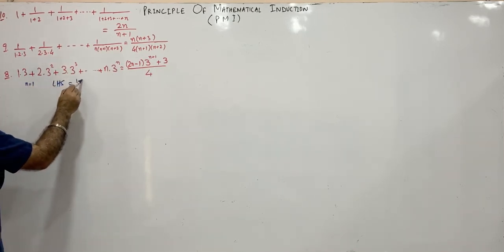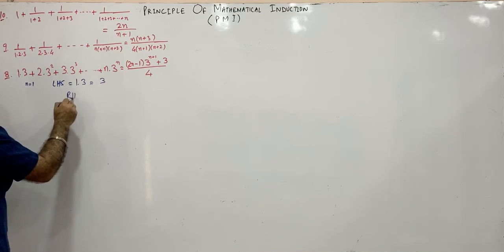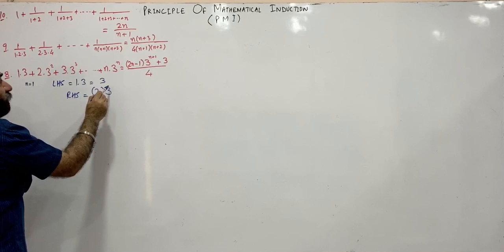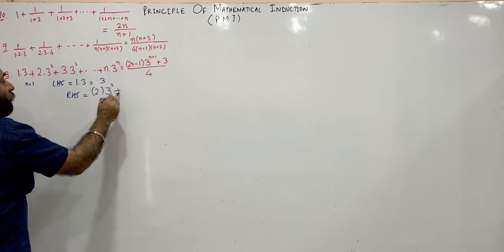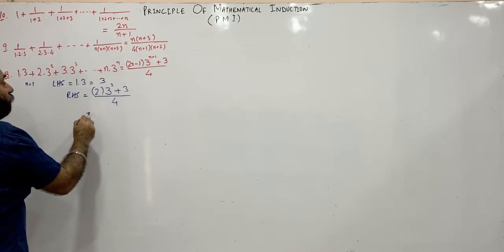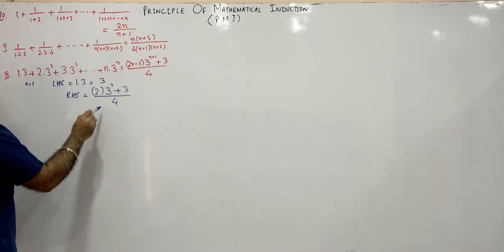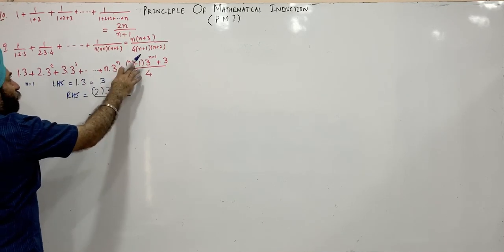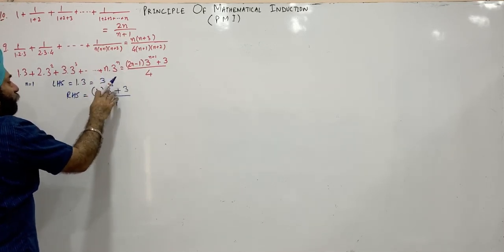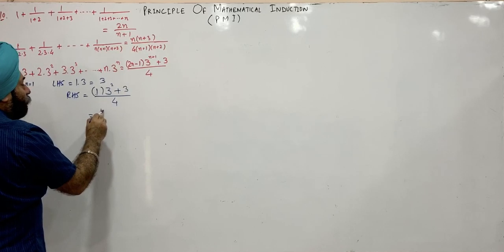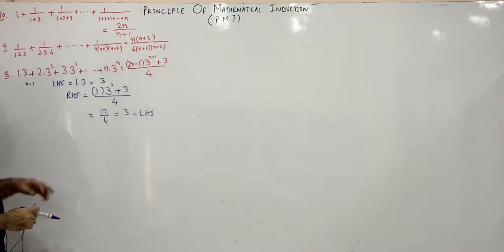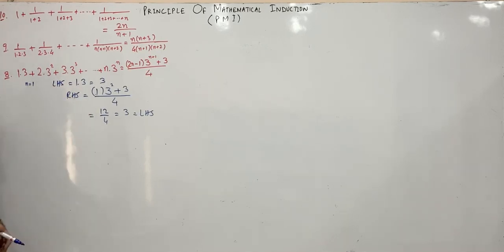Left hand side is 1 into 3, that is 3. Right hand side, that's 2 into, this is 3 raised per 2, plus 3, upon 4. n is equal to 1, so this will be 1. 3 square is 9, 9 plus 3 is 12, 12 upon 4, this is 3, same as the left hand side. Left hand side is 3, right hand side is also 3. Therefore, the result is true for n is equal to 1.